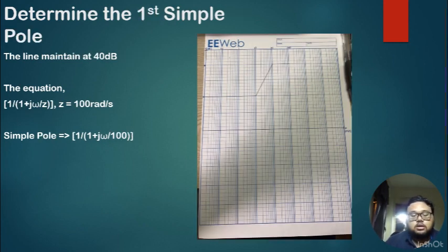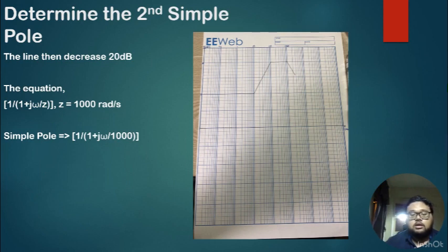Next, we need to determine the first simple pole. The line is maintained at 40 dB. Then the equation to get the simple pole is 1 over 1 plus j omega over z. The z is 100 rad per second because from the plot it is maintained at 100 rad per second. So the first simple pole equation is 1 over 1 plus j omega over 100.